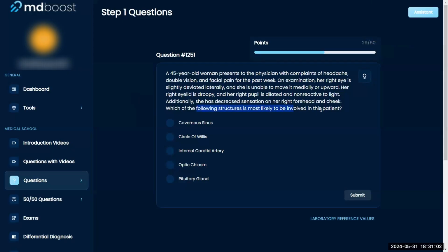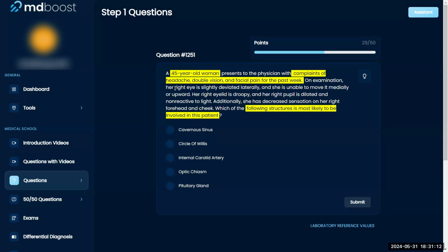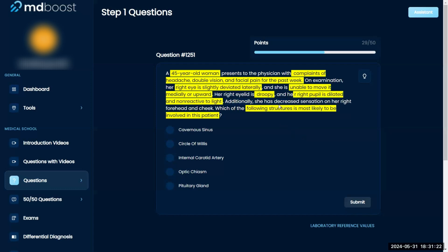Okay, which of the following structures is most likely to be involved in this patient? A 45-year-old woman presents with complaints of headache, double vision, and facial pain for the past week. On examination, her right eye is slightly deviated laterally, and she is unable to move it medially or upward. Her right eyelid is droopy, and her right pupil is dilated and non-reactive to light. Additionally, she has decreased sensation on her right forehead and cheek. Which of the following is most likely to be involved in this patient?